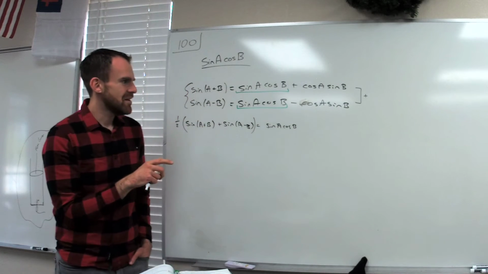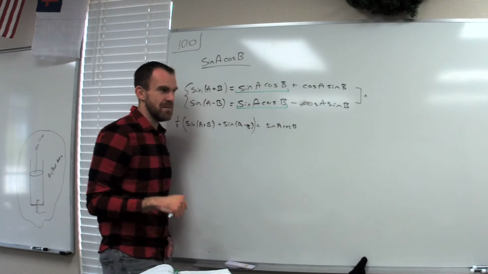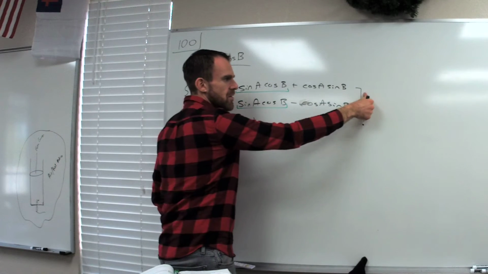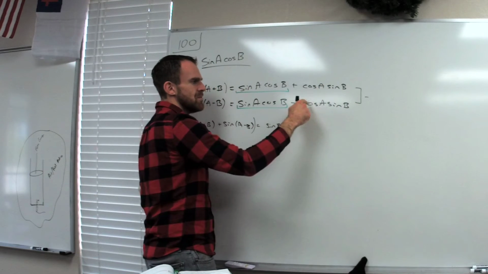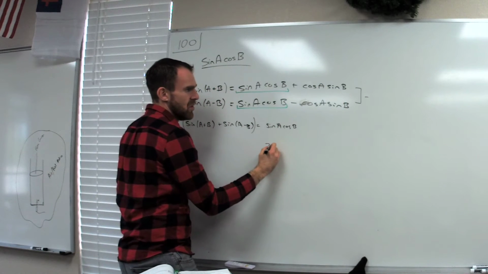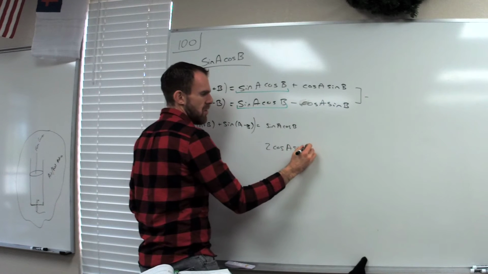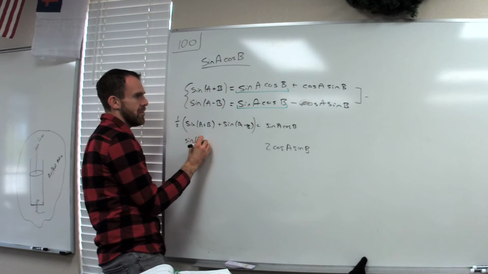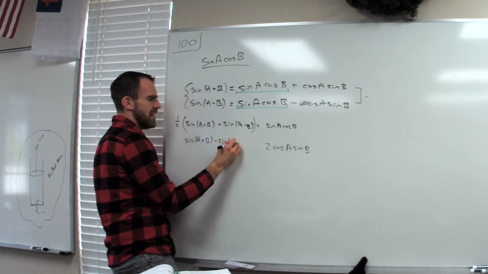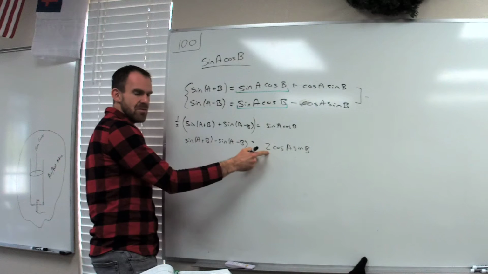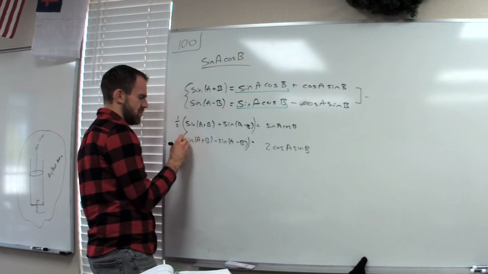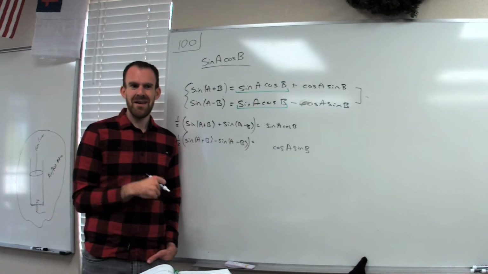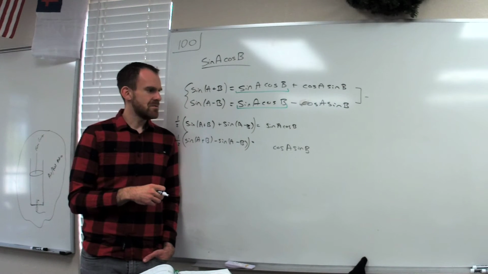Now, how would I get an identity for cosine A sine B? Instead of adding them, I would subtract. This minus negative that is 2 cosine A sine B. If I subtract, these go away. And then over here I have sine of A plus B minus sine of A minus B. How do I get rid of the 2? Divide by 2. Good? Happy campers? What did you solve for? Cosine A sine B.